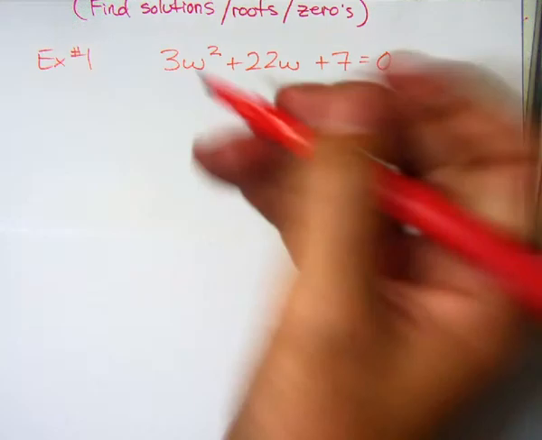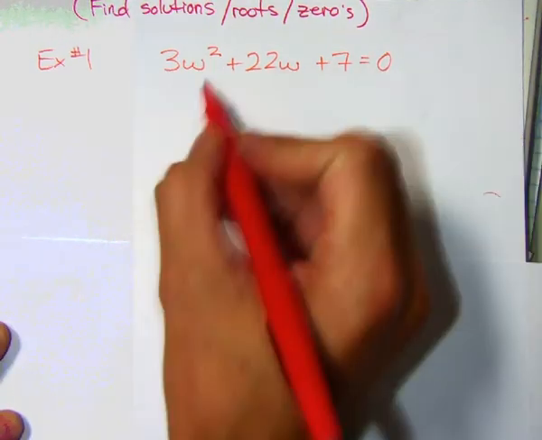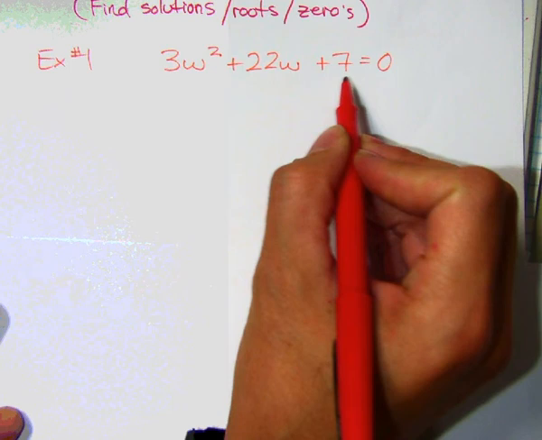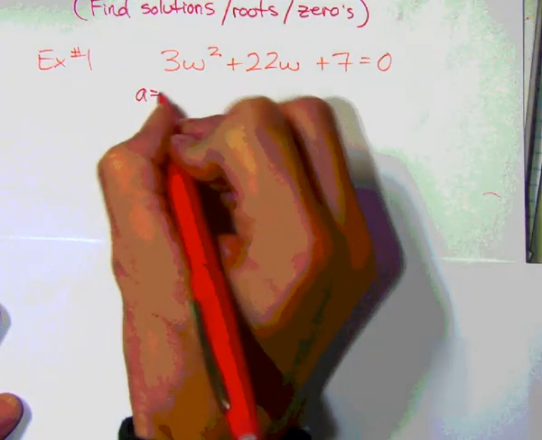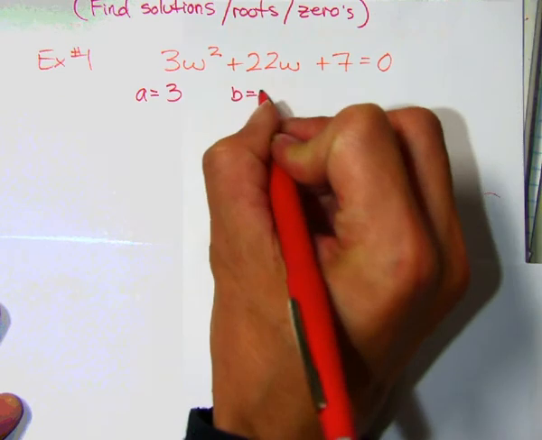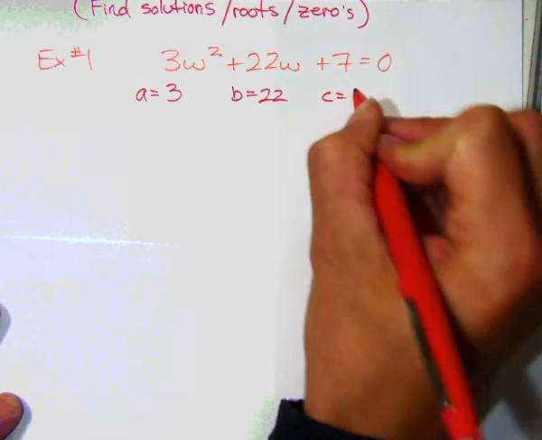All right, so enough of that. First of all, I'm going to do this kind of quickly. None of them have a common factor. So the next thing I'm going to do is identify my A, my B, and my C.